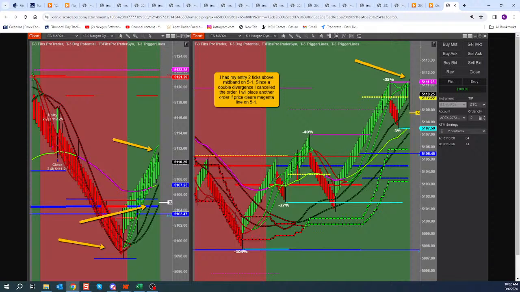All right, Dwight. He is level 33 of the trade shrine. I love it. All right, so Dwight, your first entry, you just jumped in, hit a mid-band with the large triggers a full bar away and made a couple ticks. You had your entry 2 ticks above the mid-band. Since a double divergence, you canceled the order. You'll place another order if price clears magenta line on 5-1.